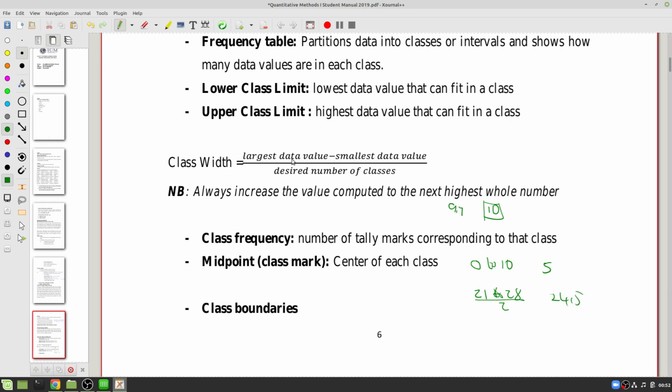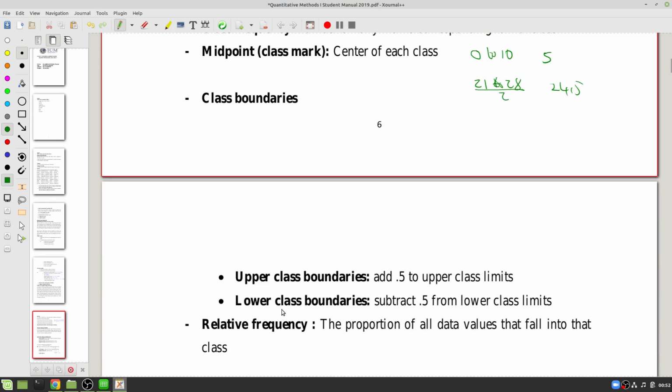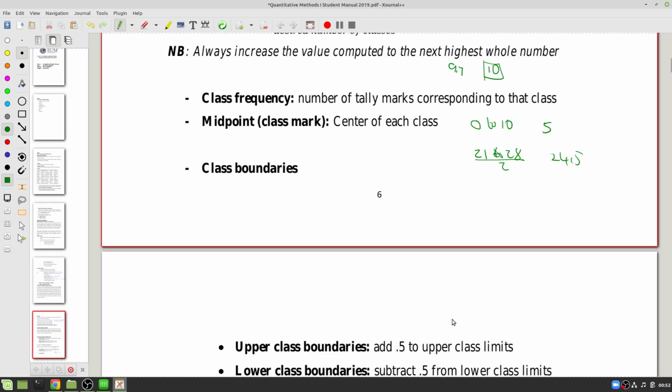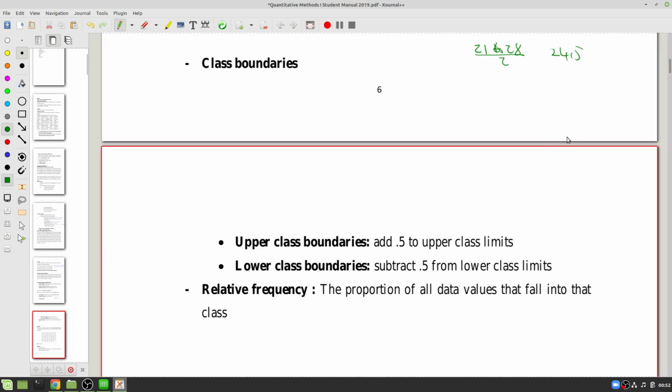Class boundaries. Now, we've already looked at class limits, so let's see what's the difference between a class boundary and a class limit. So for the upper class boundary, we add 0.5 to the upper class limit, and for the lower class boundary we subtract 0.5 from the lower class limit. You see boundaries are bigger or equal to class limits. Okay, so if we had a class that's from 0 to 10, let's actually write that out. So 0 to 10. Let's make it 1 to 10.